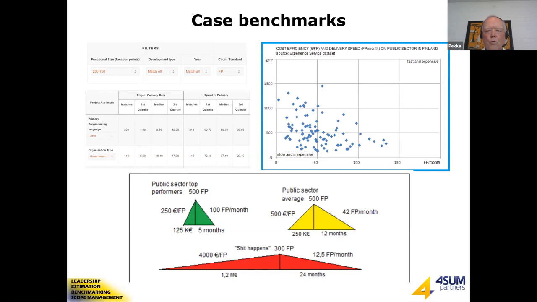And then at the bottom, there is the "shit happens" thing, which means that sometimes you get only 300 function points and it takes 2 years and the cost is 1.2 million euros. Those happen, they are not on the map, but I have seen those. Then there is the public sector average, which is 500 function points in one measured object of benchmarking. The average delivery speed is 42 function points per month. Average cost is 500 euros per function point. In that, I used almost 1,000 projects to provide that triangle.